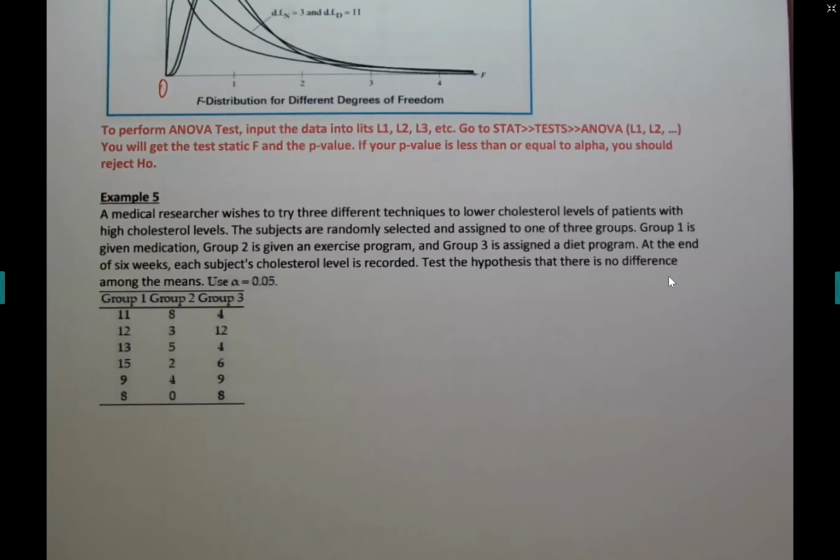Once you see, guys, more than 2 lists, right away you should suspect it's section 10.4 because it has more than 2 groups. Group 1 is given medication, Group 2 is given an exercise program, and Group 3 is assigned a diet program. At the end of 6 weeks, each subject's cholesterol level is recorded. Test the hypothesis that there is no difference among the means. When he says test the hypothesis that there is no difference, that means test the hypothesis that they are the same. So here's how you start, guys.